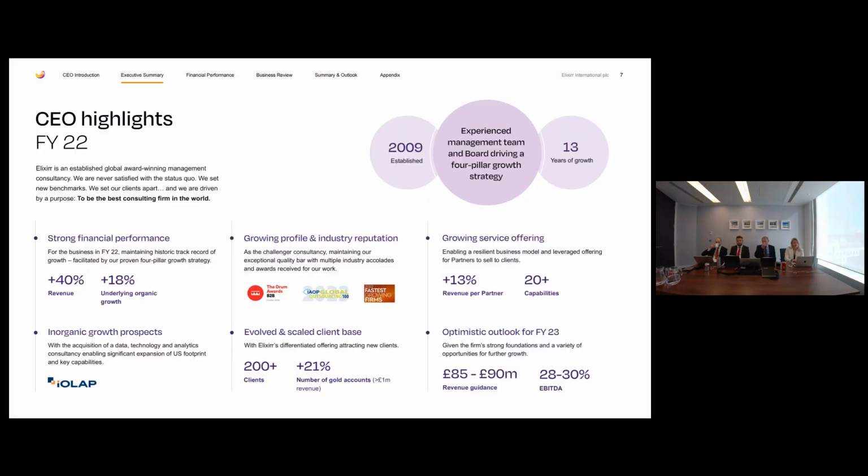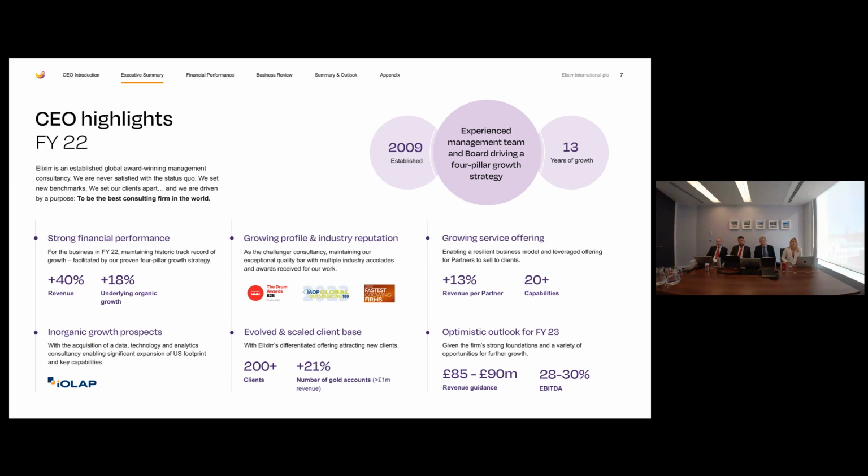Let me give you some highlights of the financial year 2022, and I'll touch very briefly on the forward look, which I'll go into in a little more detail later on. Clearly, we've had a wonderful year. We've got 40% revenue growth. Underlying organic growth is 18%. The rest is, as you can see, from the acquisition of iLap, which is a data technology and analytics consultancy. This was a very strategic buy for us in around March, April time.